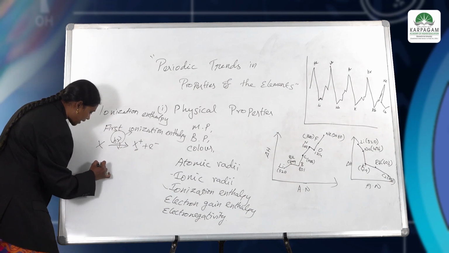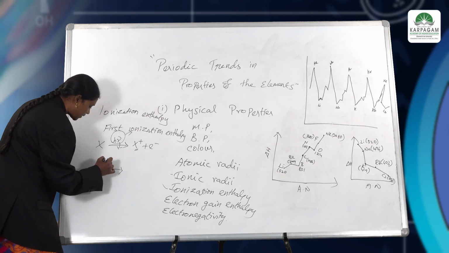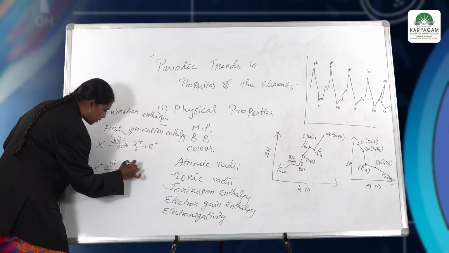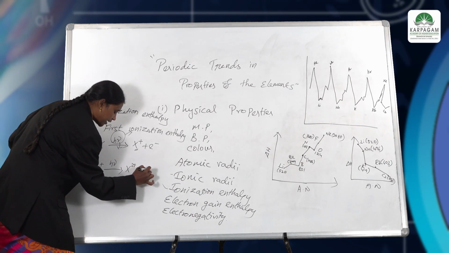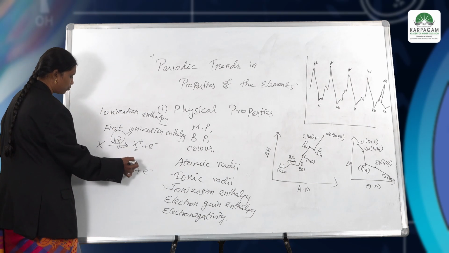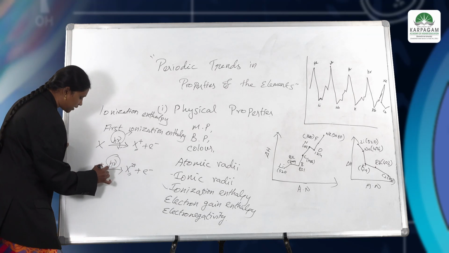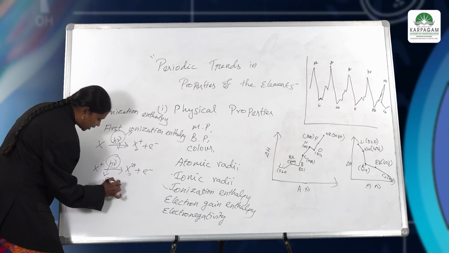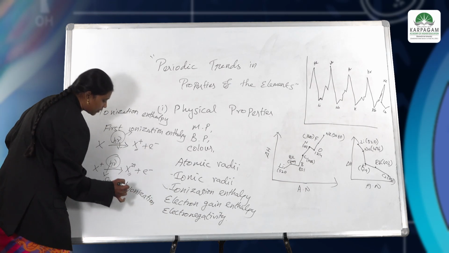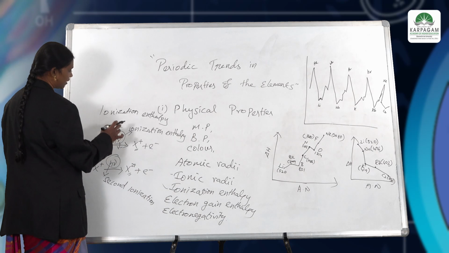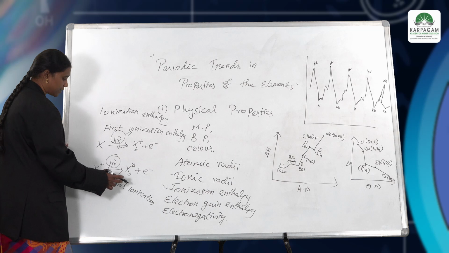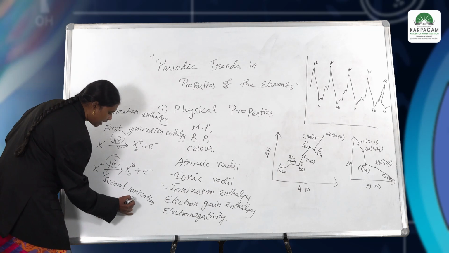Second ionization energy means we take the ionized element and give it energy, and it loses another electron and forms another charge, X2+. This is considered the second ionization energy. Most of the alkali metals have only the first ionization energy. In alkaline earth metals, we consider the second ionization enthalpy.